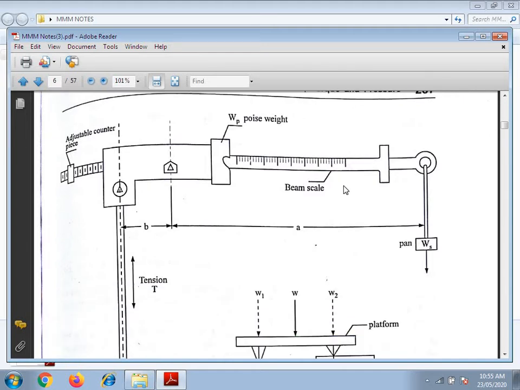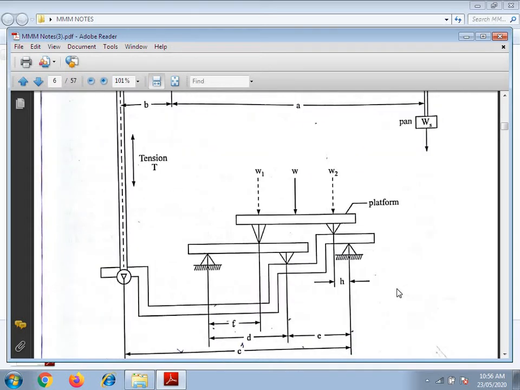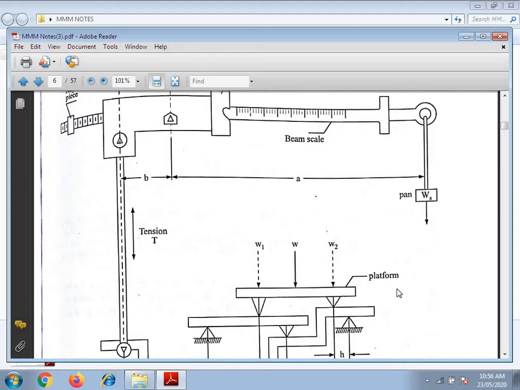Before that, an unequal arm balance is not suited for measurement of large weights. When measurement of large weights is involved, a multiple lever system is used. This multiple lever system is more in use because whenever larger and larger weights are required, this multiple lever system is used. A large weight W is measured.